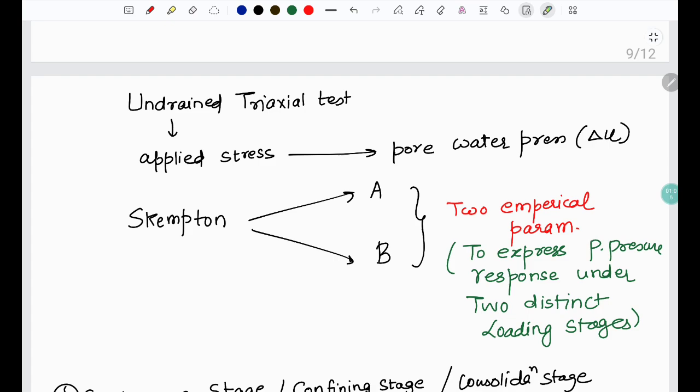In the undrained triaxial test, applied stress used to show up in the form of change in pore water pressure denoted by delta U. So Skempton gave two empirical parameters, one was A, the other one was B. These were used to express the pore pressure response under two distinct loading stages. We know that in the shear strength chapter, the triaxial test has two stages. The first is the confining stage, in which we define the B parameter, and the second is the deviator stage, in which we define the parameter A.